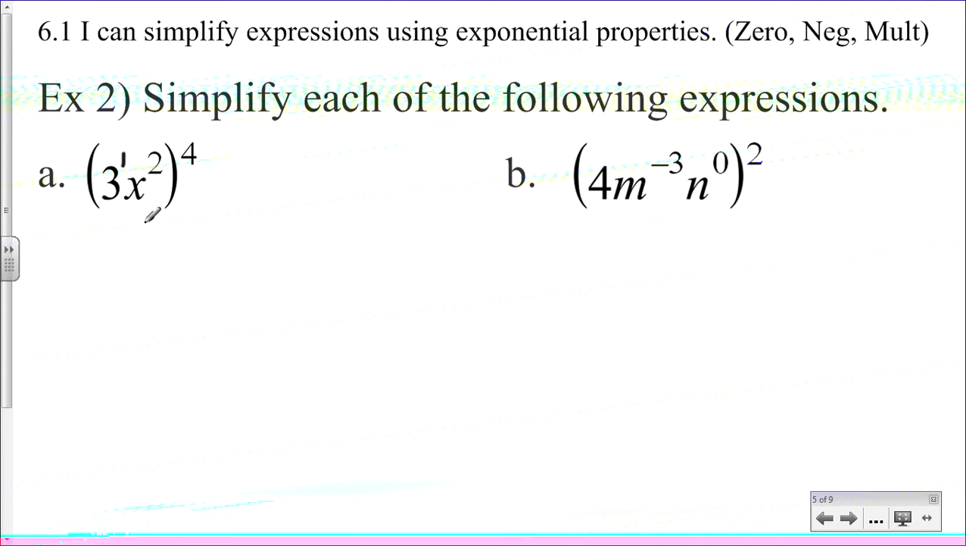Now don't tell other math teachers, but the way I like to describe this is kind of like distributing. If there's an exponent on the outside, we are essentially going to distribute it to each of the exponents on the inside. So 4 times 1 gives me 3 to the 4th power. 4 times 2 gives me x to the 8th power.